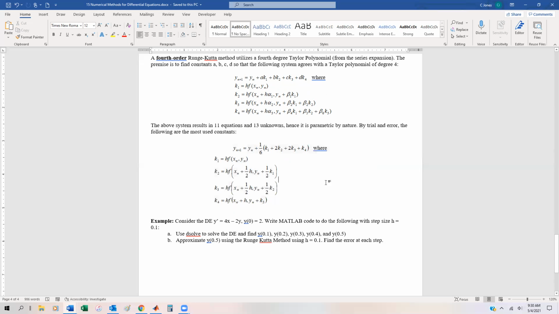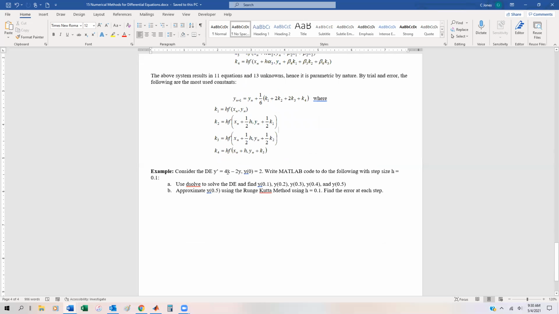And just like the last two examples, using the Euler and improved Euler's method, we're going to utilize our differential equation and our process to approximate the solution at y at 5. So let's get to it.